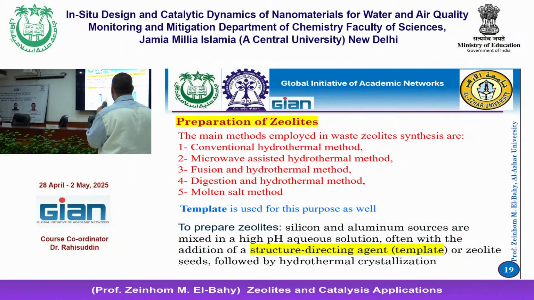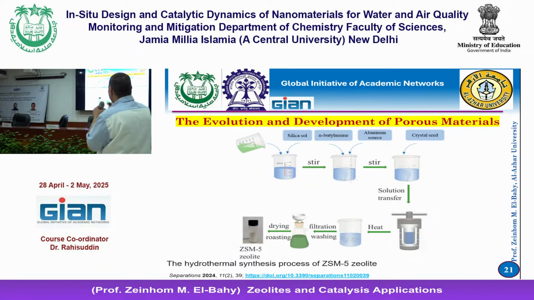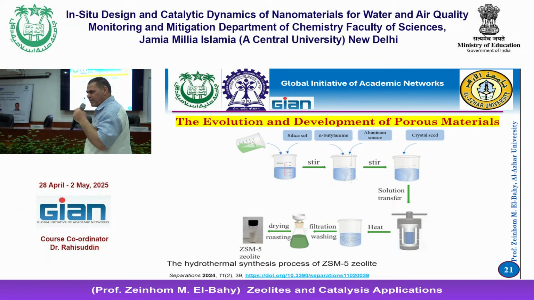I think we talked about this one, and this is a very simple method, just steps. You add silica sol, which is the silica source, and this organic material, which is butylamine, a template, with an alumina source. All will be mixed together, and then they will go to this autoclave.